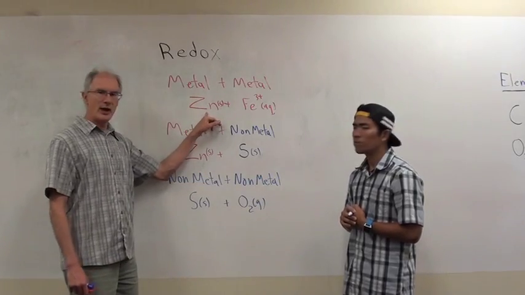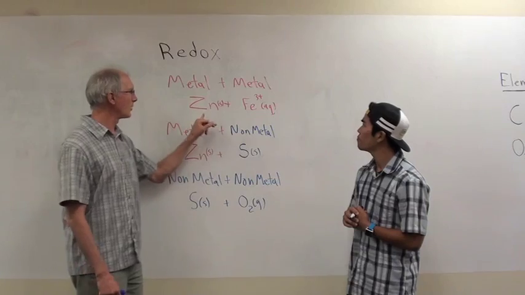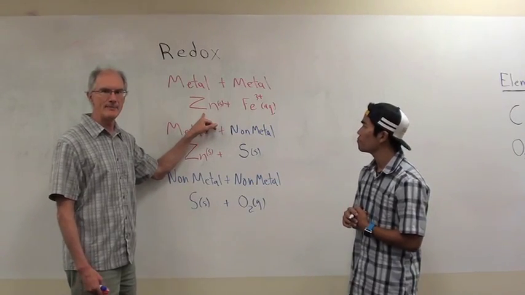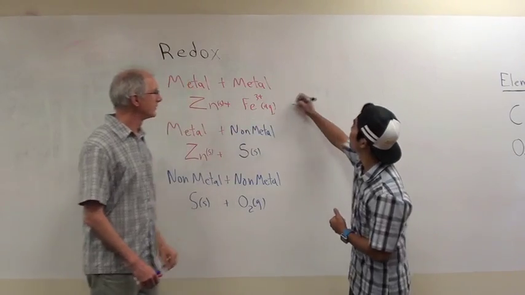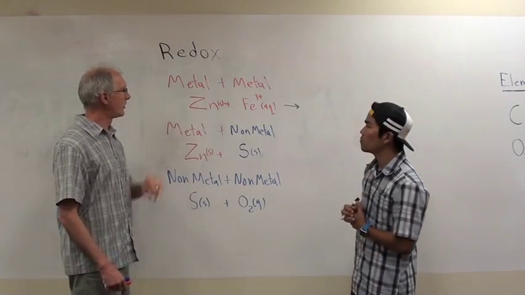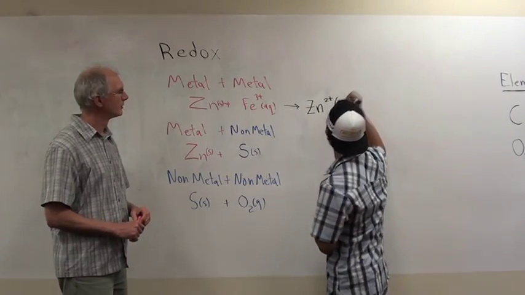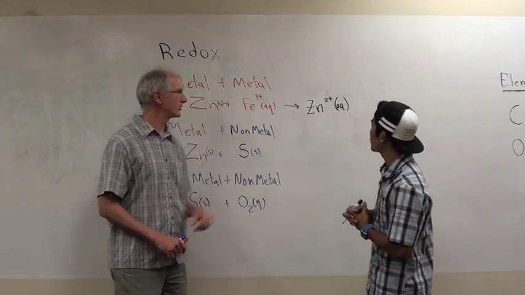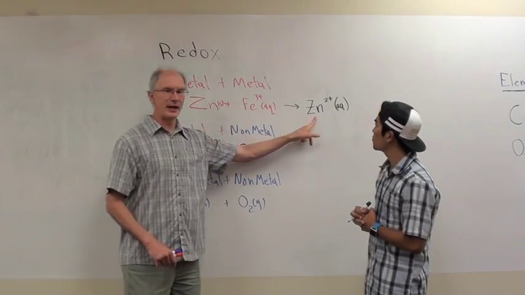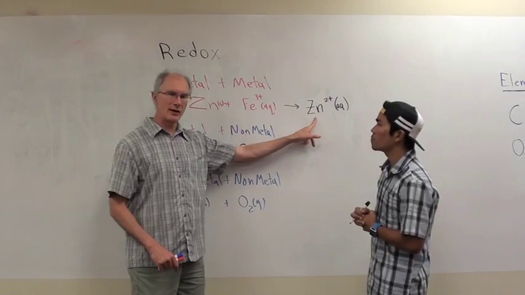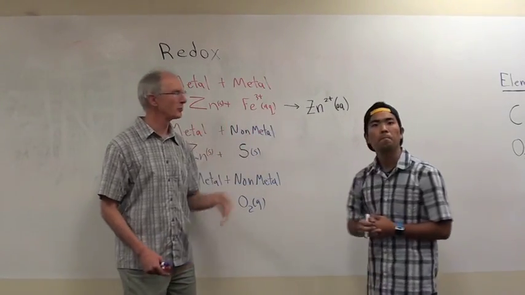Here we have zinc in the solid form, iron in its aqueous form. If these two react, the zinc can't stay the same, so it has to flip to the other form. So we could write as a product, what's the other ionic form of zinc? It's Zn 2+. Okay, so we have one product, Zn2+ aqueous. And that's an oxidation because it lost electrons to go up to 2+, and in fact, it lost 2 electrons because it went from 0 to 2+.